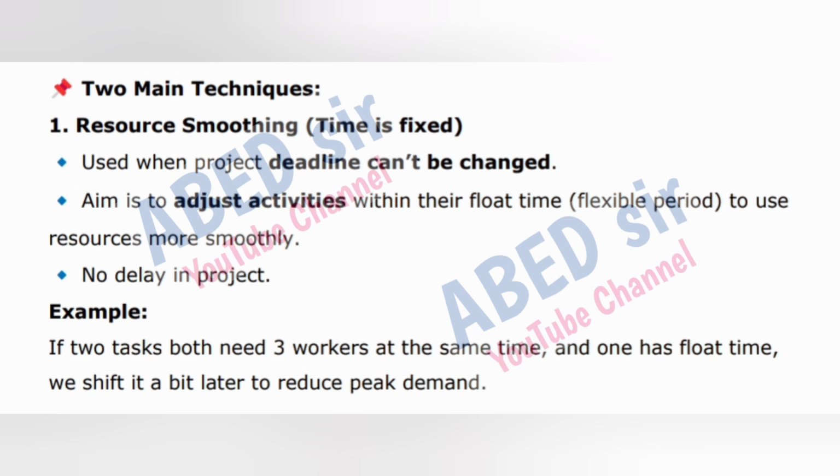2 main techniques. 1. Resource smoothing. Time is fixed. Used when project deadline can't be changed. Aim is to adjust activities within their float time, flexible period, to use resources more smoothly. No delay in project. Example: if 2 tasks both need 3 workers at the same time, and one has float time, we shift it a bit later to reduce peak demand.